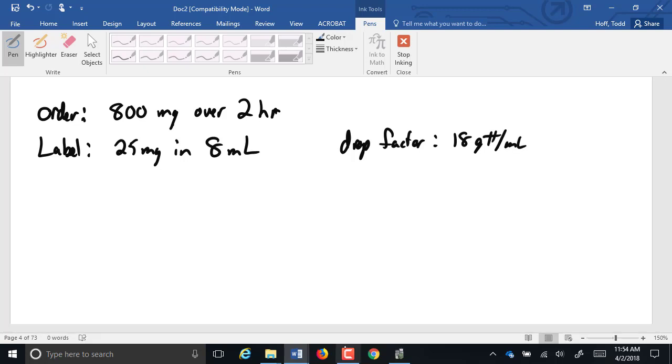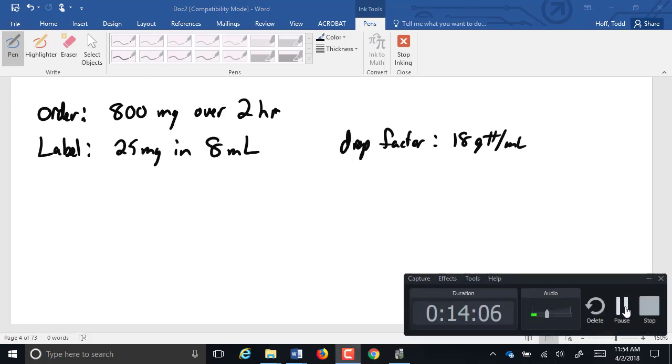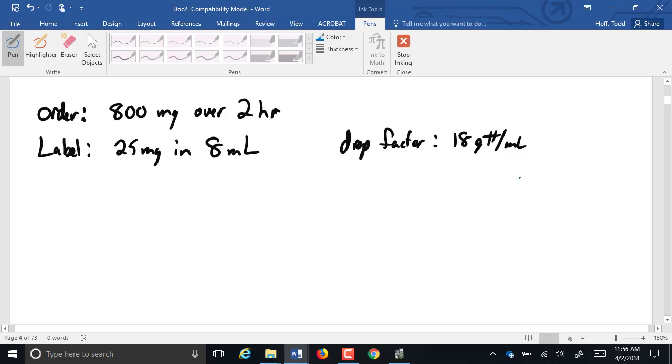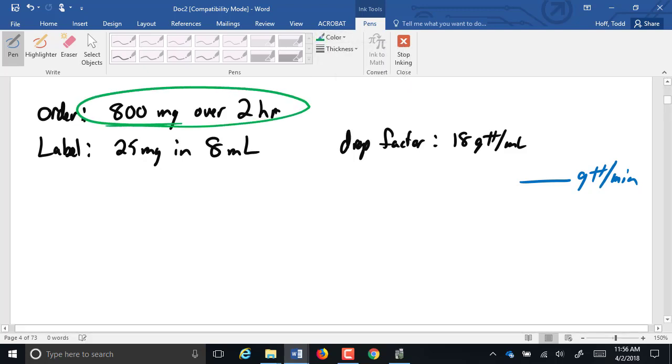So again, I'm going to give you guys a minute and let you try to figure that one out. Then I probably should have told you that we're looking for drops per minute here. Hopefully you assumed that. Let's take a look and see what our calculation looks like. So we have that order: 800 milligrams in 2 hours.